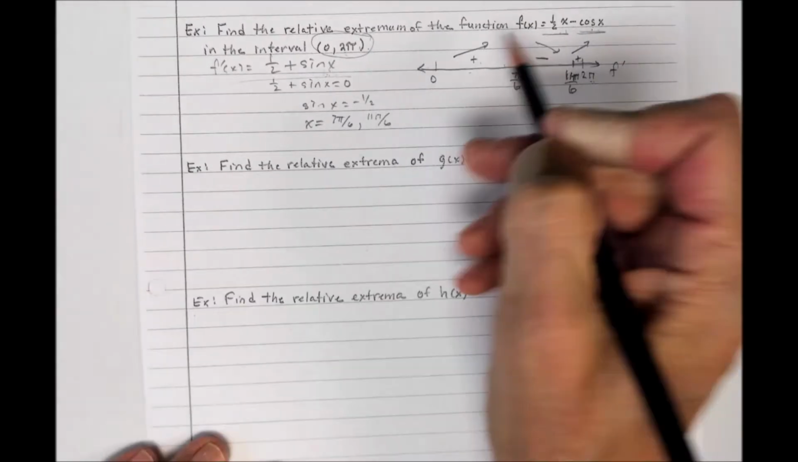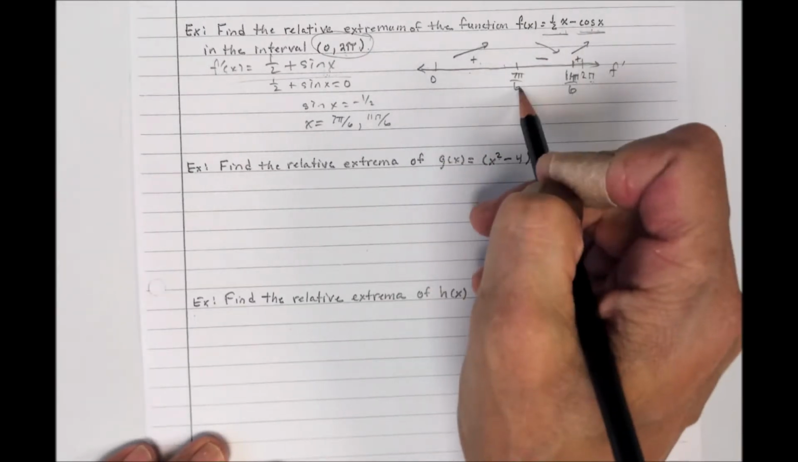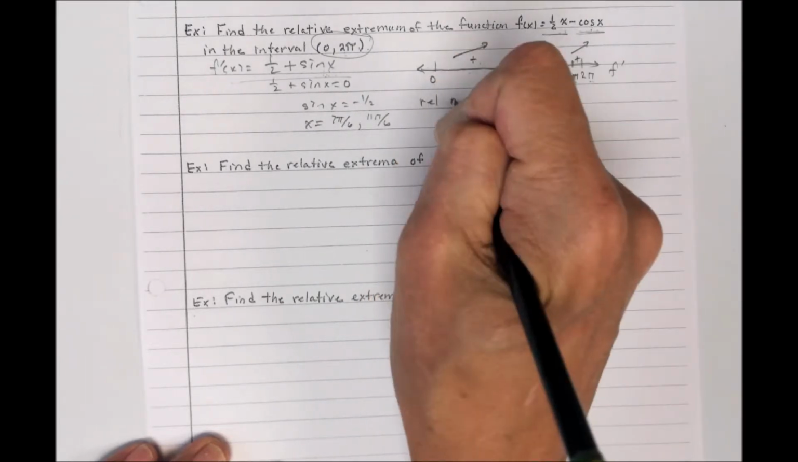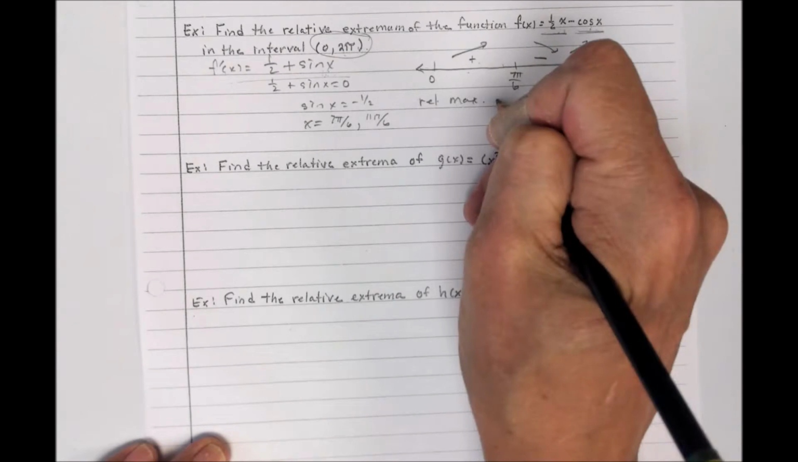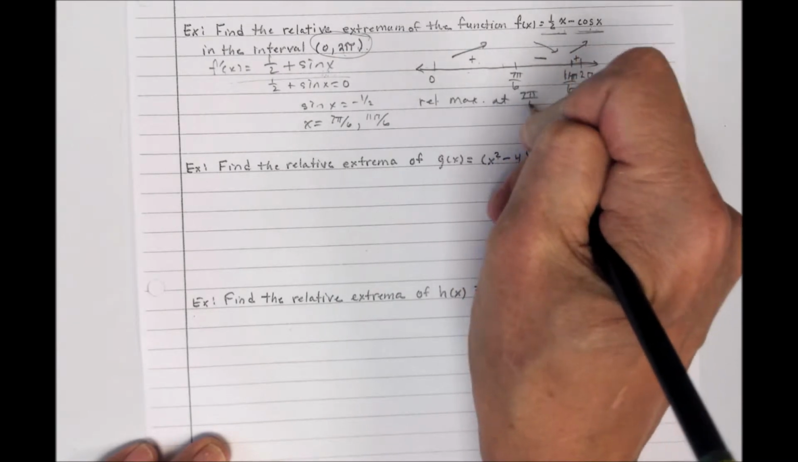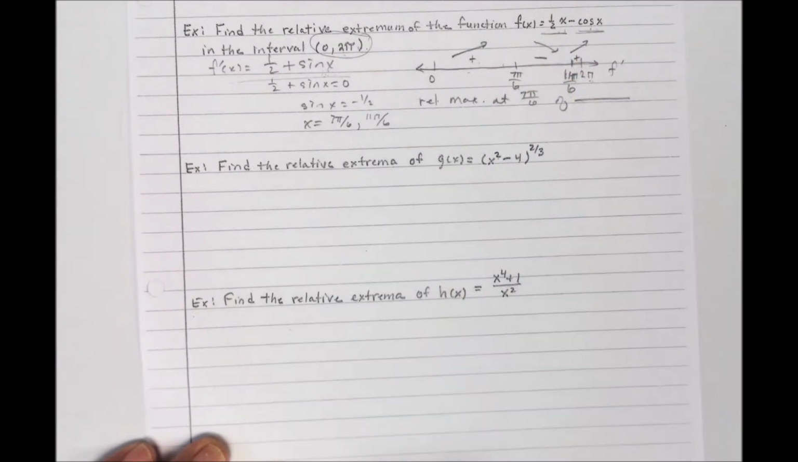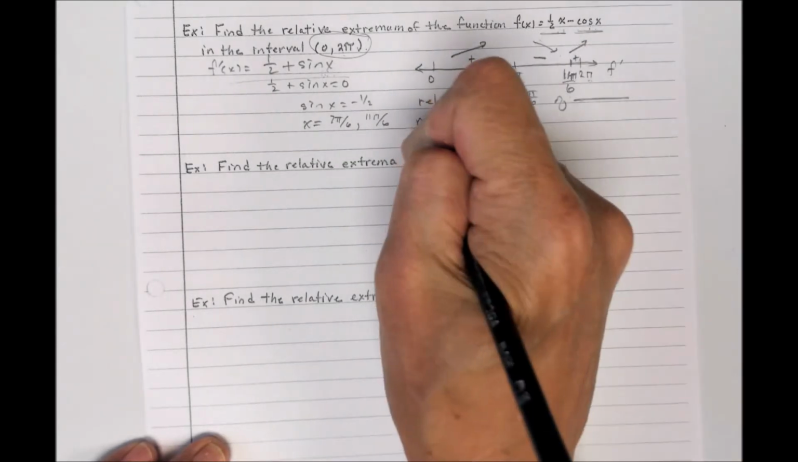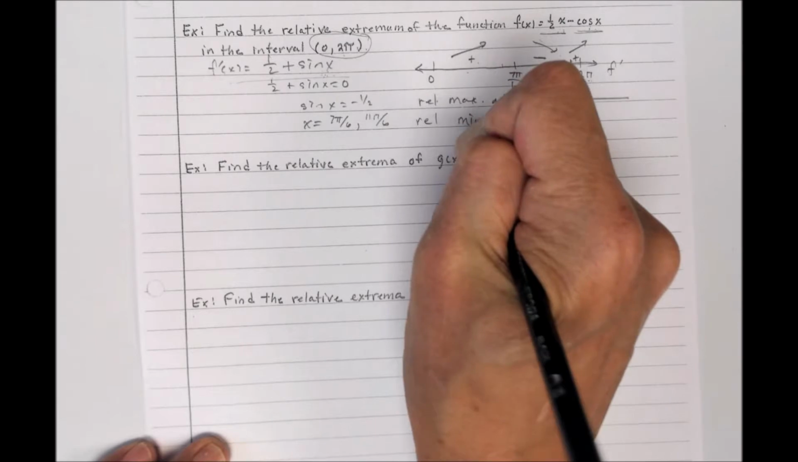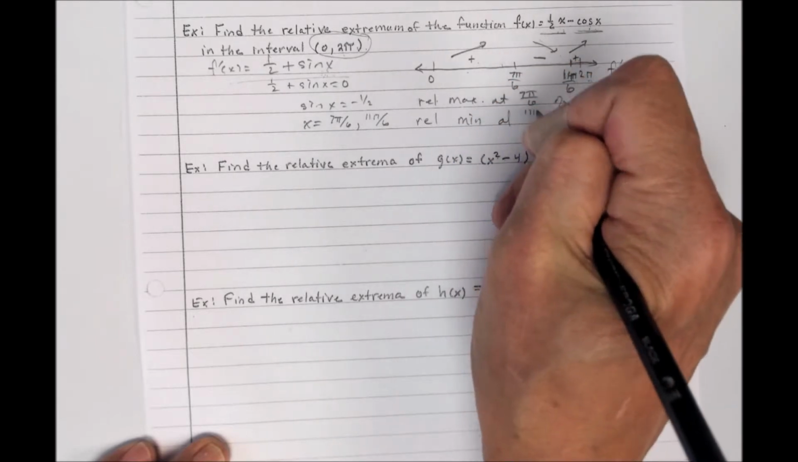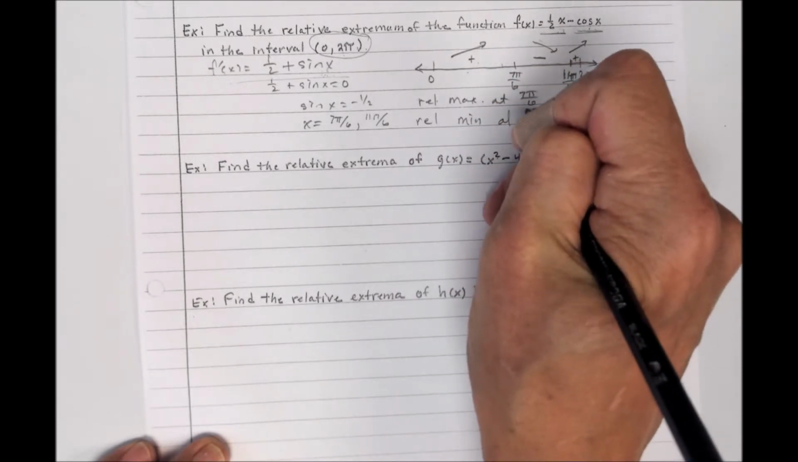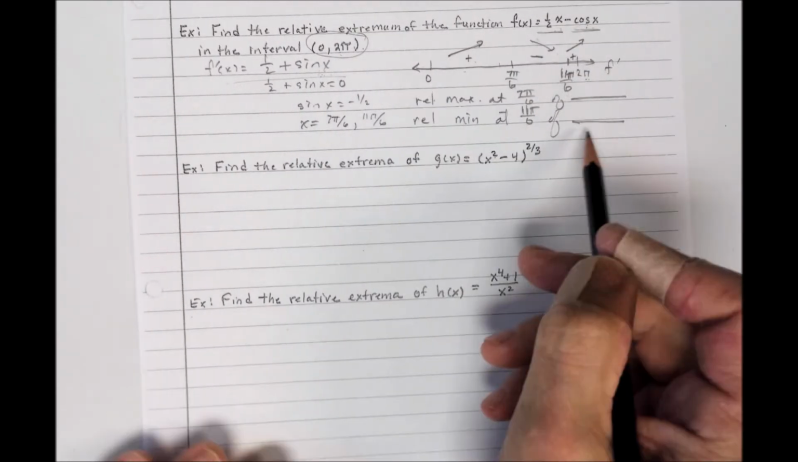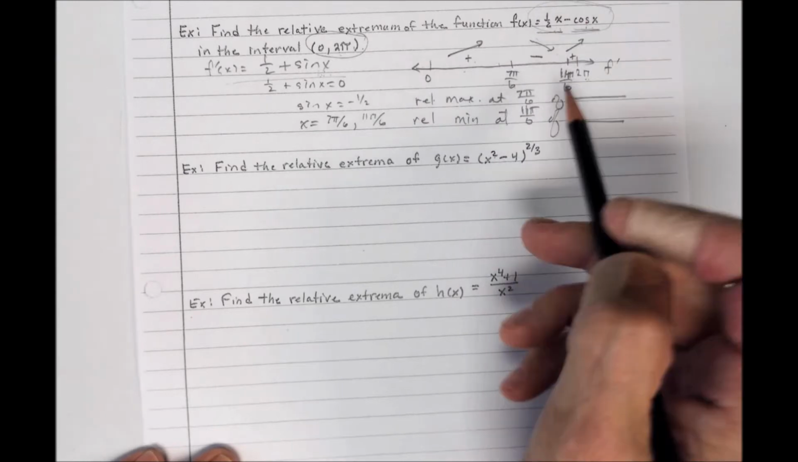Well, it goes from increasing to decreasing at 7 pi over 6. So I have a relative maximum at 7 pi over 6 of, and then I got to plug it in to figure it out, and it goes from decreasing to increasing. I have a relative minimum at 11 pi over 6 of, and I got to figure that out. So I got to go back to here and plug these values in.